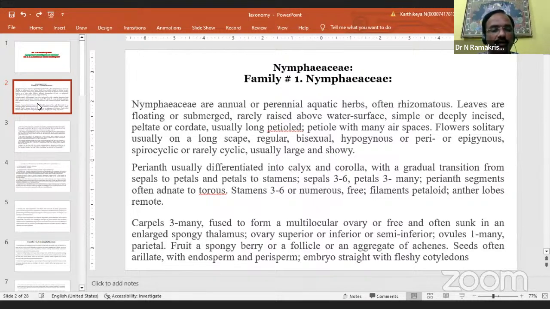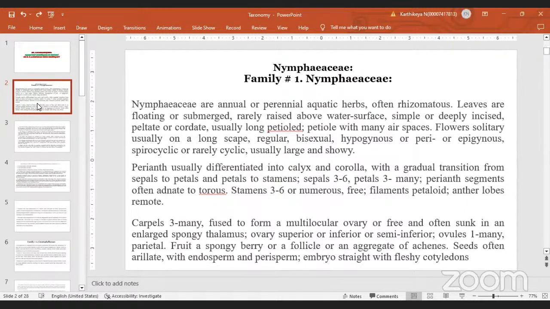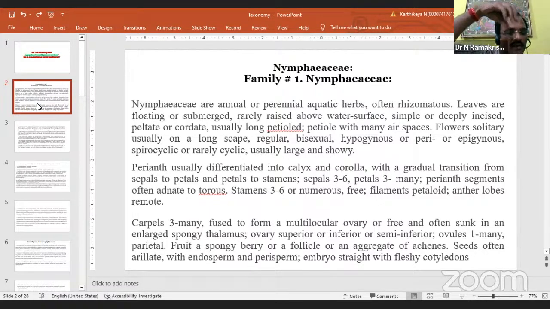Next, the second one, positions. Position means where these meristems are located. The meristems are found throughout the entire plant body. Based on that, they are divided into three categories. Apical meristems. What is the meaning of apical? Upside, the tip. The meristems are present at the apex of root and shoot systems.